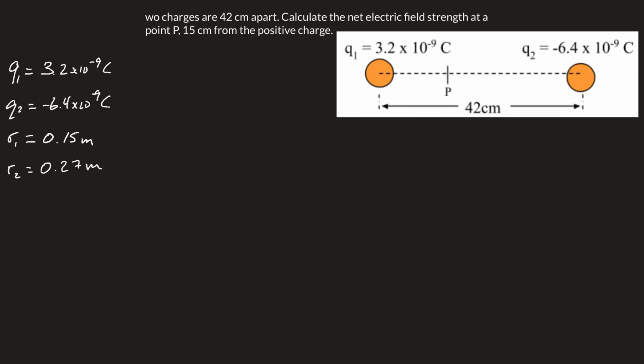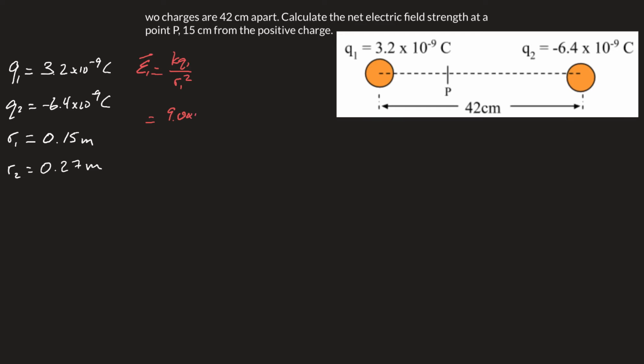So what we're going to do now, just like some of the other examples we've done, is find the net field based on Q1, the net field based on Q2, and then simply add them together to find the total net field at point P. So first, we solve for the electric field based off of Q1. That's equal to K Q1 over R1 squared.